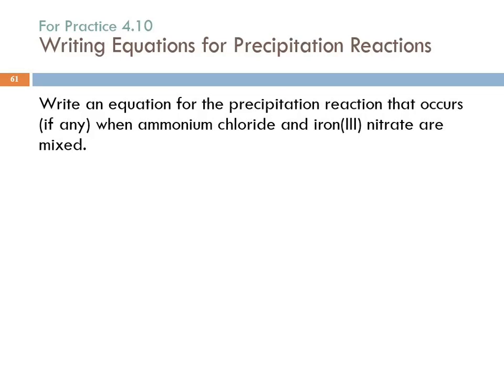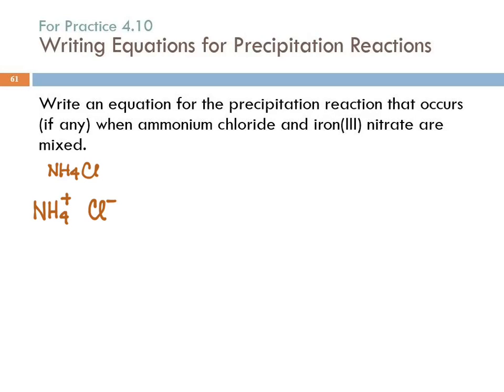Let's do an example. Write an equation for the precipitation reaction that occurs, if any, when ammonium chloride and iron 3 nitrate are mixed. So here we're getting to practice our nomenclature skills. Ammonium. What's the formula for ammonium ion? NH4. And what's the charge? +1. And chloride is Cl minus. When you're writing compound formulas for ionic compounds, you really have to look at the individual ions and their charges. So what I like to do is I actually start on the line below where I'm going to write my whole equation. I write the individual ions, and then I put them together up here.